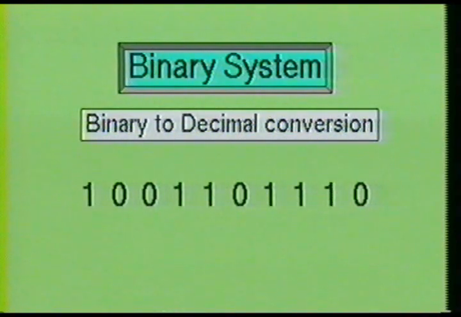Suppose we had a binary number that was 10 bits long, like the one shown. What would the decimal equivalent of this number be? The answer is an easy one.